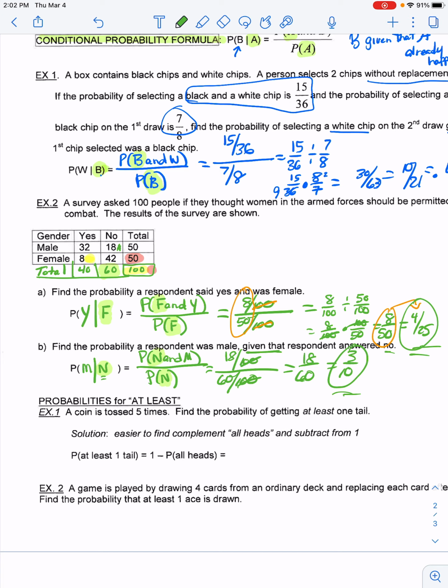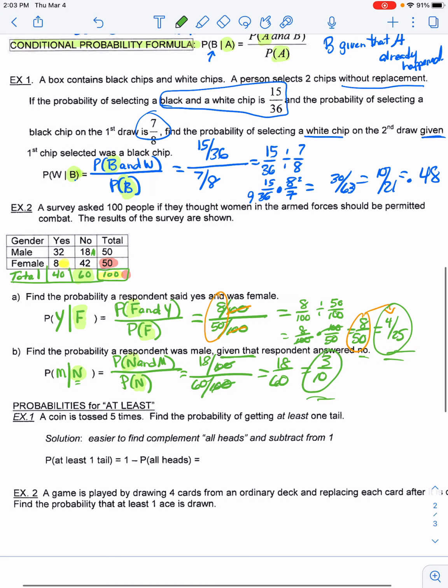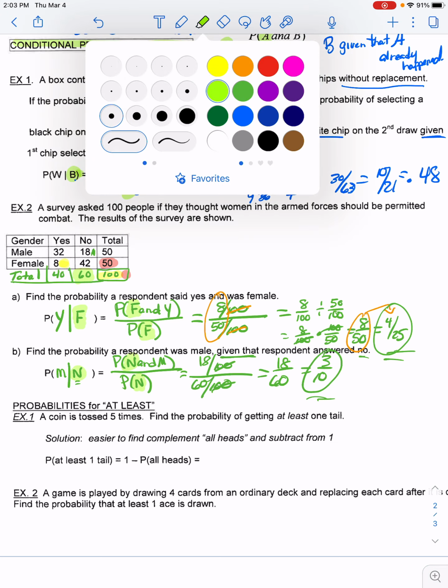All right, so that's a little section on conditionals. There's more to come on those, more detailed in another video, but at least it gives you a little idea. All right, then we're going to wrap it up here. Probabilities for at least. That's our next section.